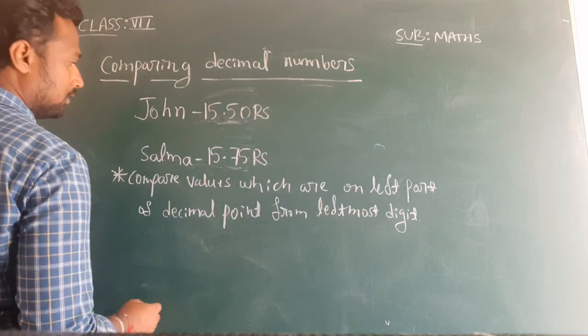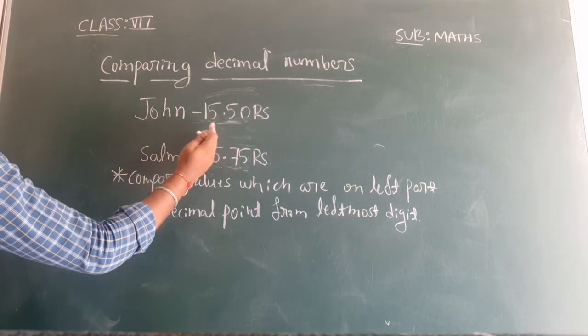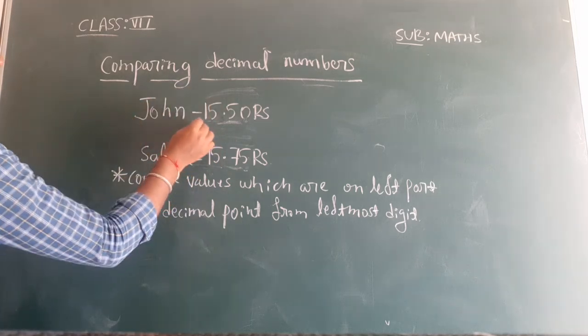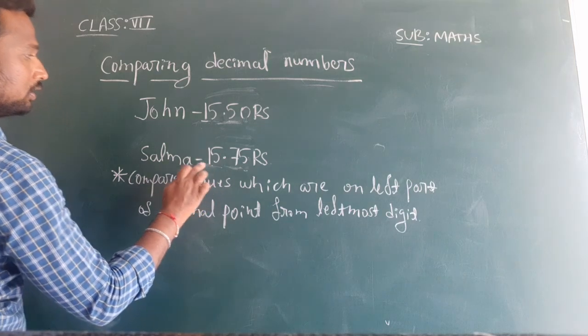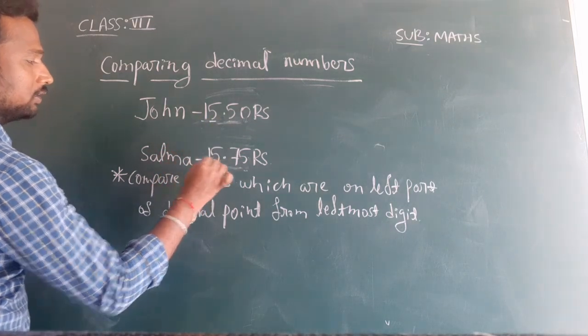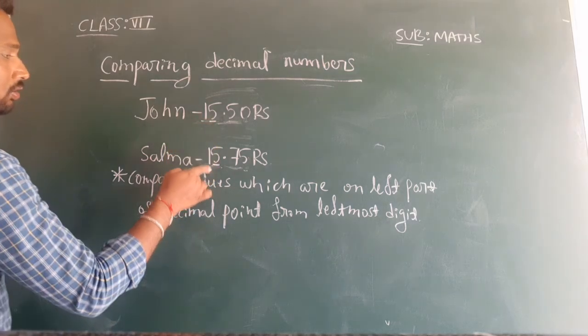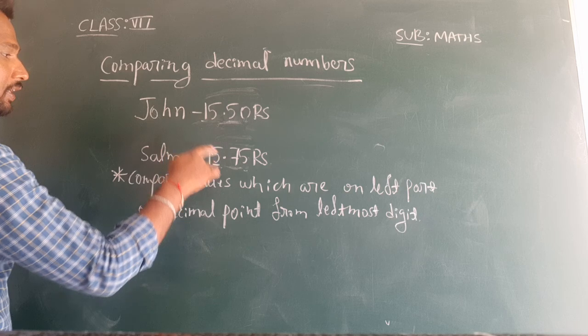You can see here we have a decimal point. We will start from the left part of the decimal point and from the leftmost digit. Here we have 1 only. Next, after getting 1, we will compare the next digit, that is 5. On both numbers we have the same number, that is 5 only.